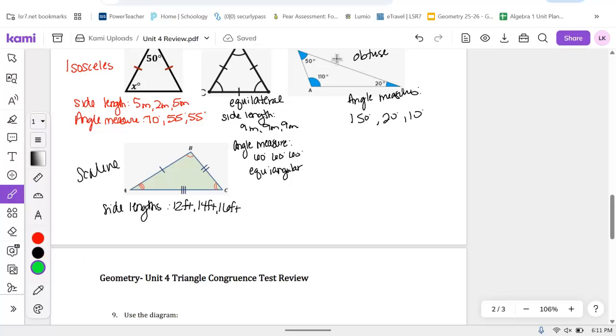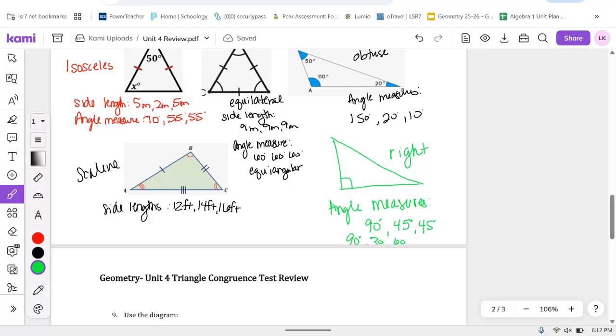Now another one that I did not put on here but could be a possibility is a right angle, or right triangle, and it could say angle measures 90 degrees, 45 and 45, or it could be 90 degrees, 30, 60. Okay, it could be anything like that.